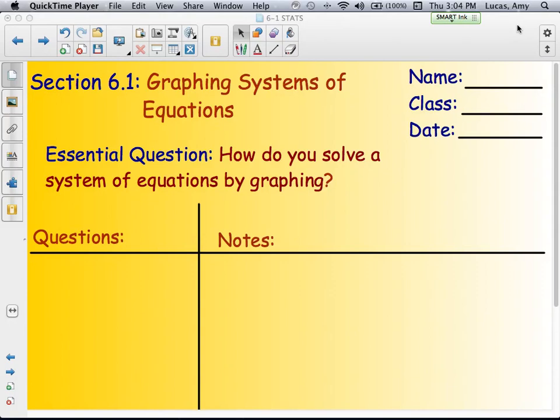Section 6.1, Graphing Systems of Equations, Day 2. Our essential question is, how do you solve a system of equations by graphing? We talked about this yesterday, so a lot of this is going to be review.